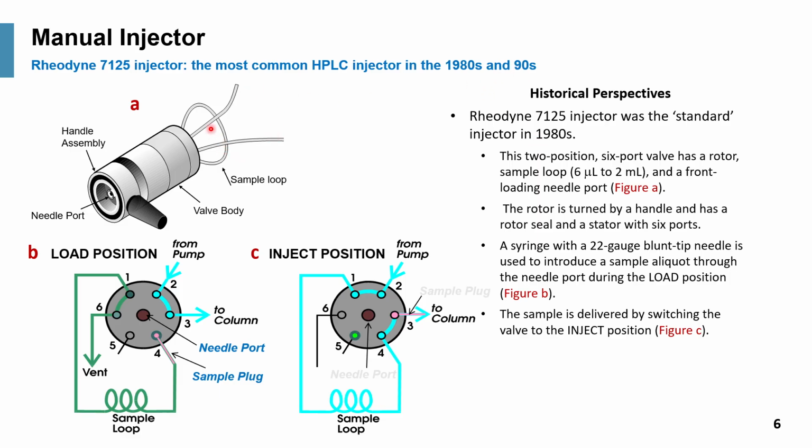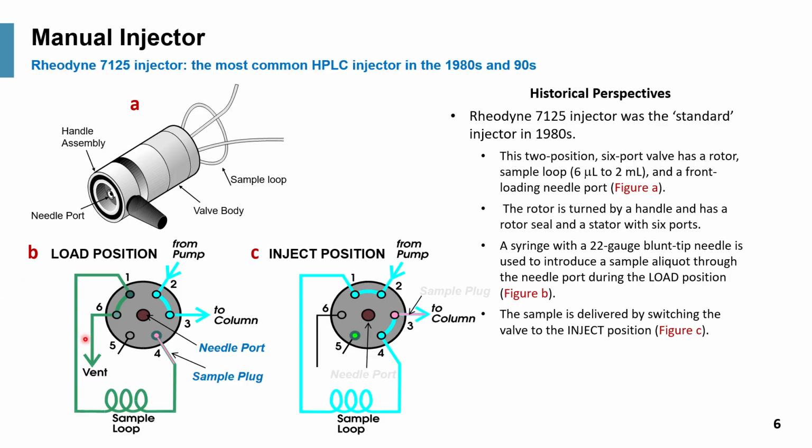Now, what does this valve look like? Okay, this is the 7125 Rheodyne valve. It is a 2-position 6-port valve with a needle port, which is central to the port, where the syringe would actually enter this needle port into a rotor, and inside a rotor seal there's a needle seal that hugs the sampling syringe very tightly. So it's a 2-position, 6-port valve.